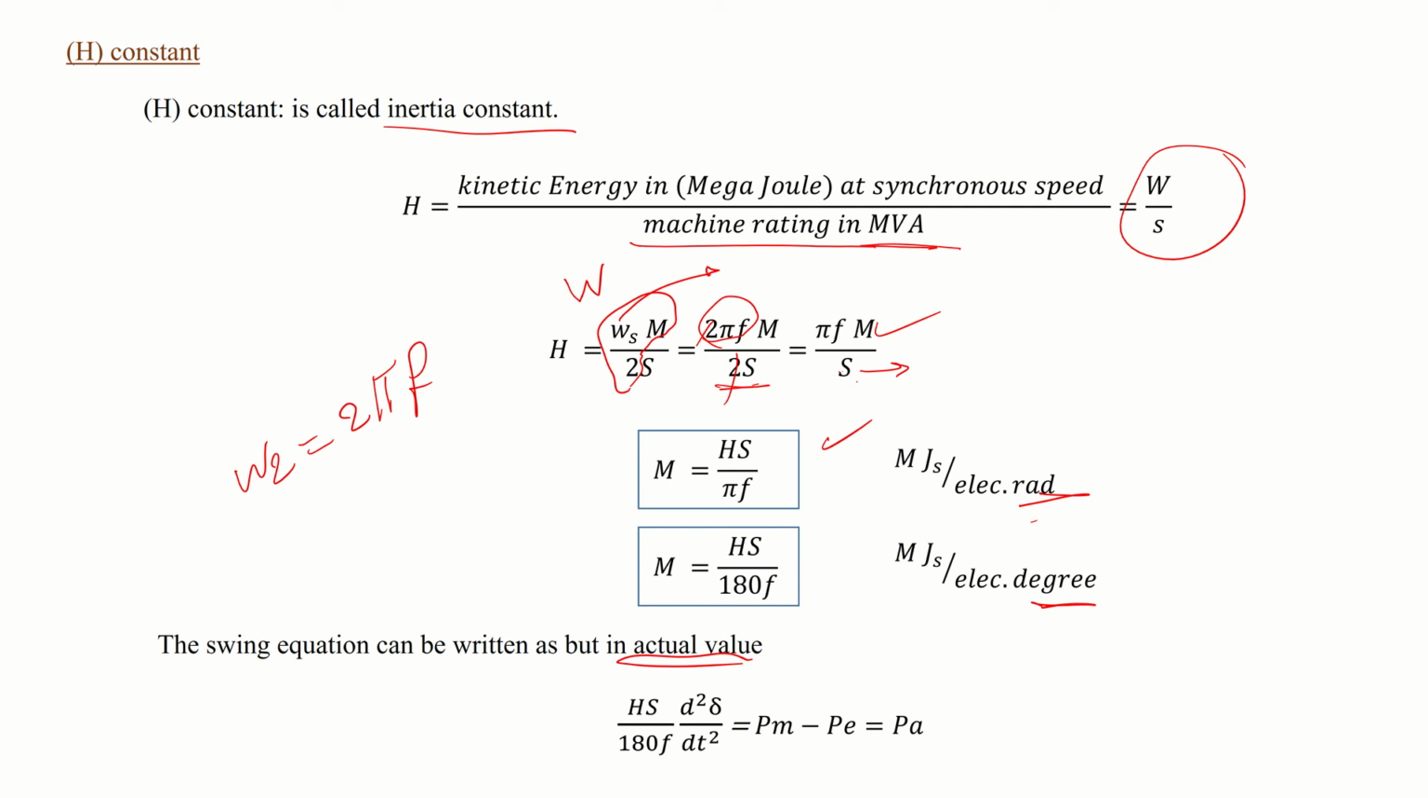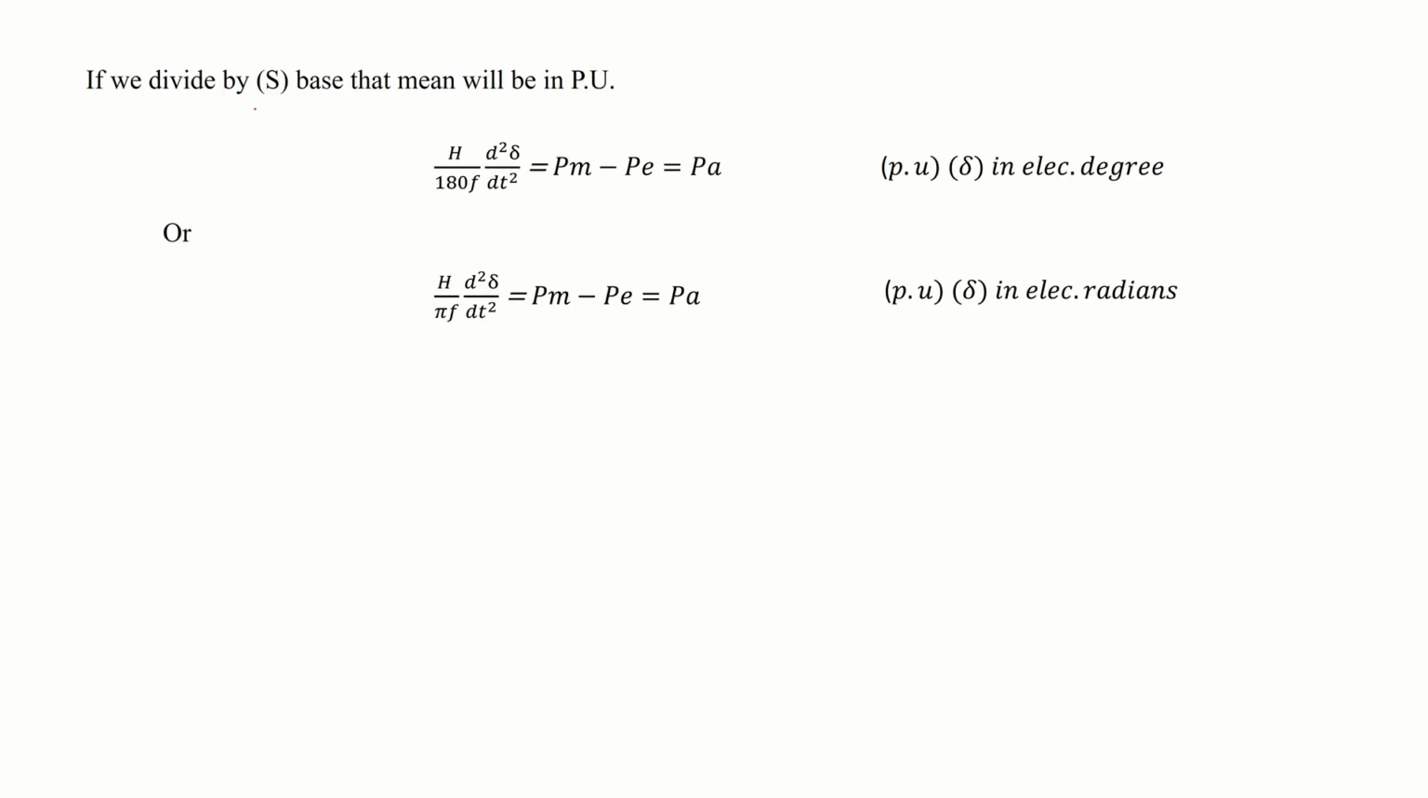We can get it in actual value because this is in megavolt ampere, which is the same formula, but this is in actual. If you want it in per unit, you can divide it by S base, so you will get this equation in degrees, and the same in per unit, but in radians, because this is 180 and this is 360.